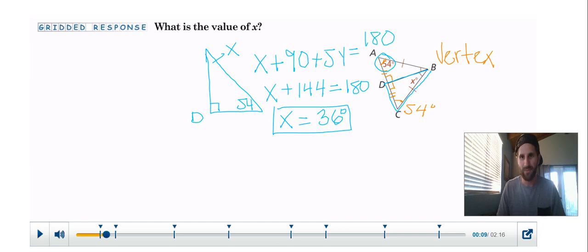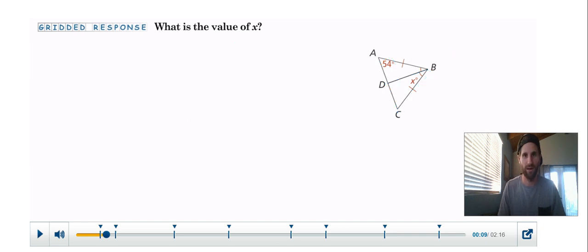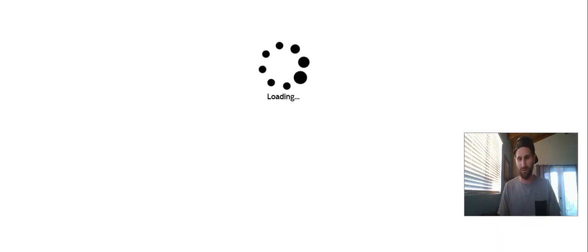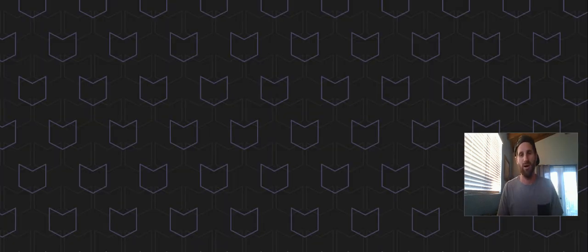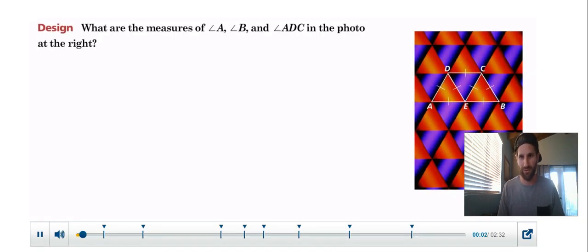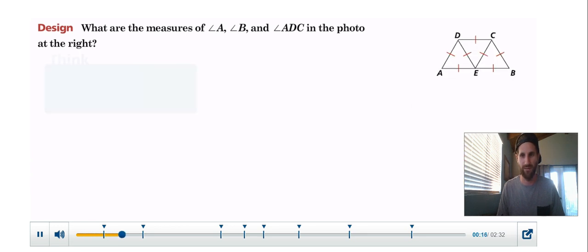Okay? Alright, last problem. Finding angle measure. This is a good one. This one's about our equilateral and equiangular picture. I'm going to just zoom it forward just a bit so we get the picture alone by itself. There we go. Okay. What are the measures of A, B, and ADC in the photo at the right?